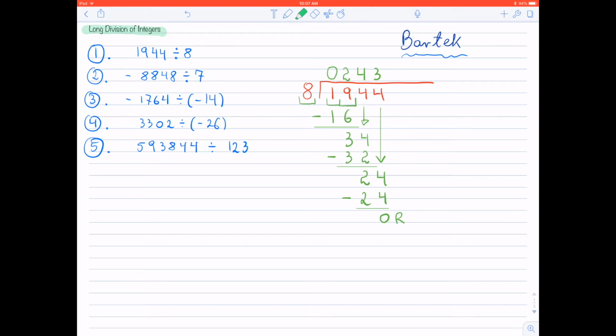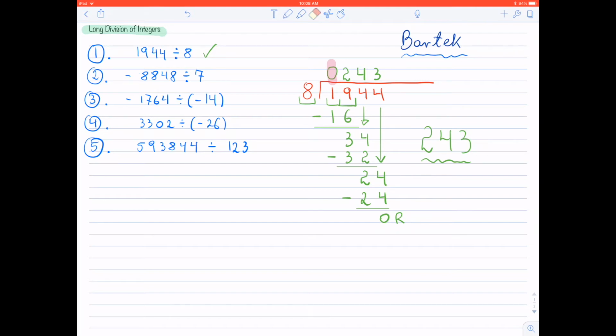As I mentioned, you do not have to write the 0, because 0243 is still 243. That is left up to you. But the answer to this question is 243, meaning that 8 will go into 1944 243 times. That's the first question. Okay, so let's now try the second question.